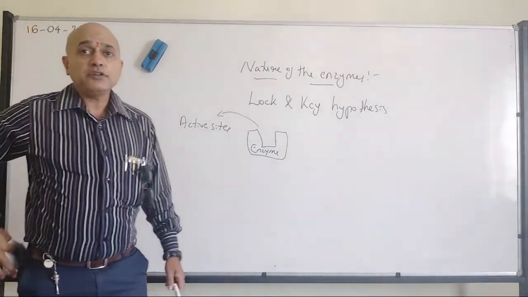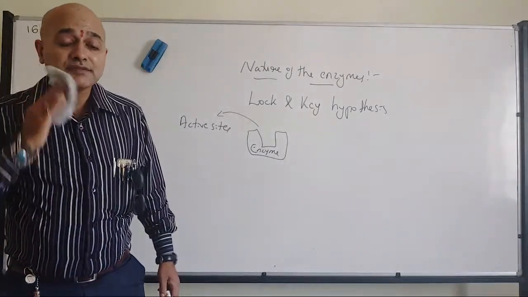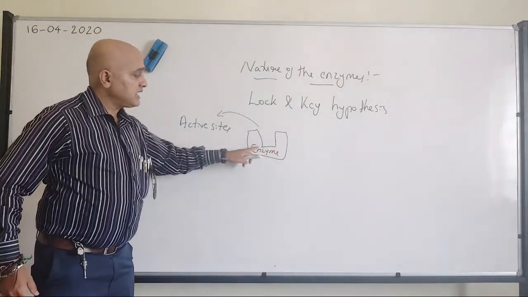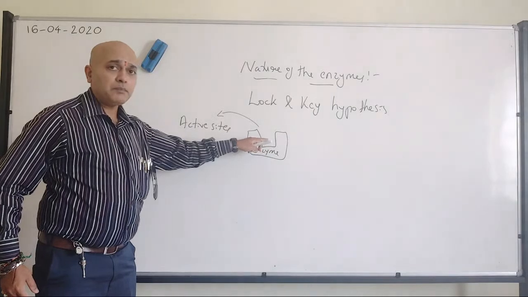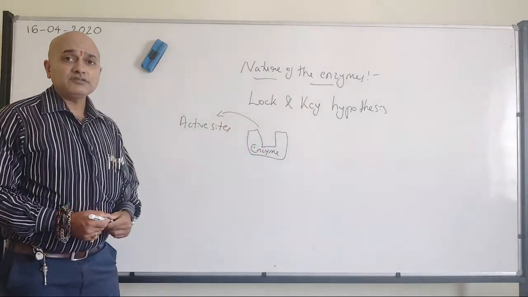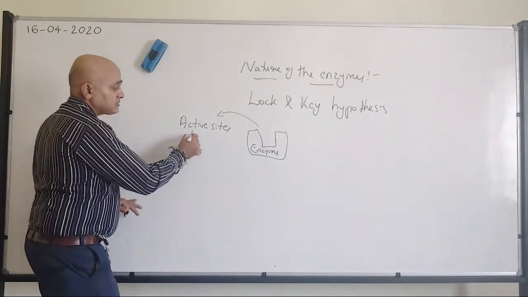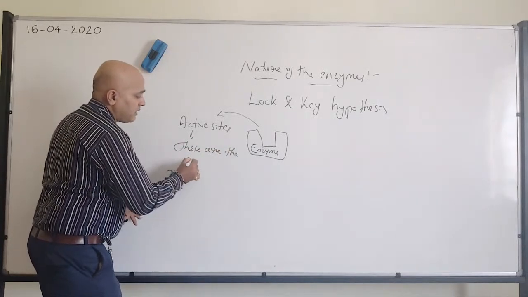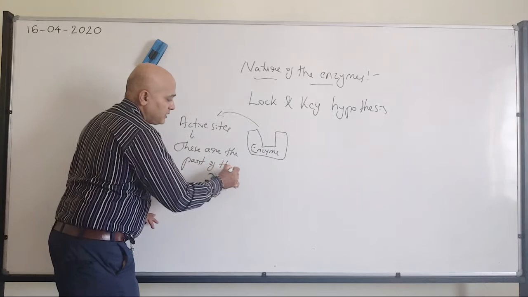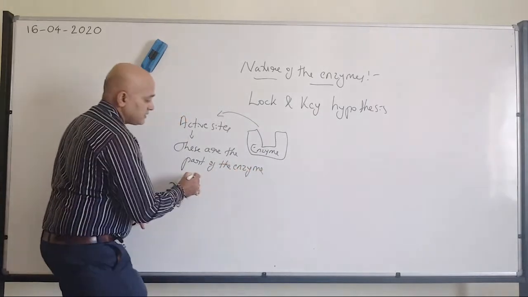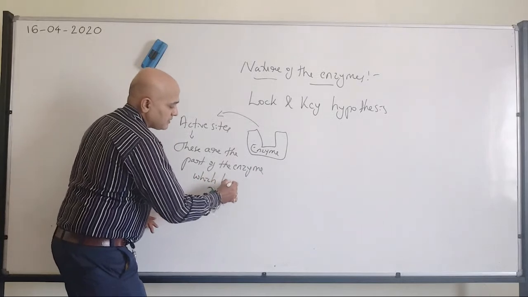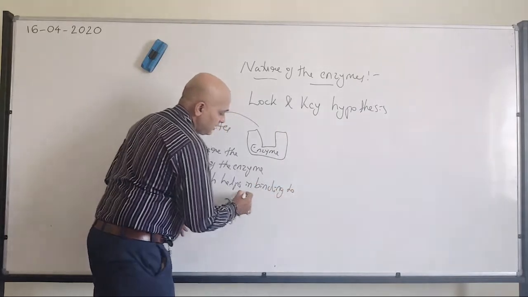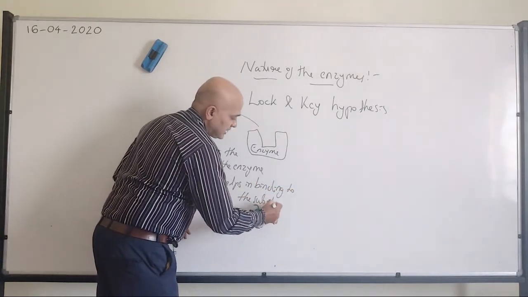Once again, these things we are going to discuss in Chemistry in Everyday Life, the last chapter of organic chemistry, second period. So we have the enzymes. All the enzymes will have a pocket type of structure called active sites. Now I can define the active sites. These are the part of the enzyme which helps in binding to the substrate.